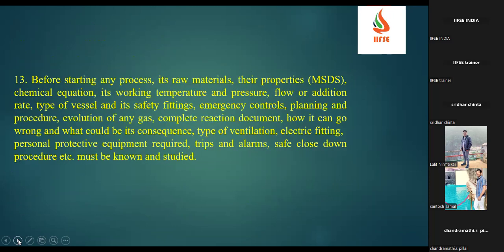Before starting any process, you must know and study the raw materials and their properties like MSDS, the chemical reaction and its working temperature, pressure, flow and addition rate, the type of vessel and its safety fittings or emergency controls, planning and procedure evaluation, the venting of gases, a complete reaction document, how it can go wrong and what the consequences could be, what type of ventilation is required, what kind of electric fittings and PPE are required, trips and alarms, and safe shutdown procedures. So before a process starts, you should be aware of the hazards, properties and controls of the chemical, and what kind of alarms or trips are required. Everything should be known. If it is unknown, you should read and understand.